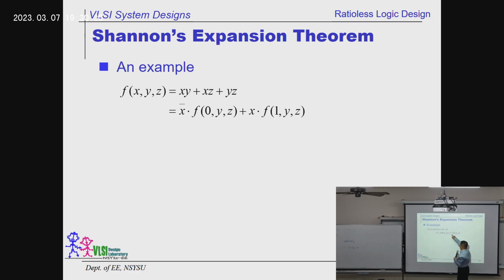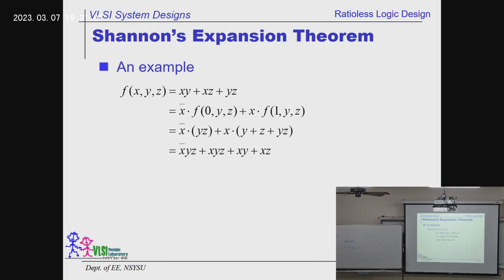And how about the next one? We substitute x with 1 over here. So we get y plus z plus yz. That's the first level decomposition. So what we get is this one. Now let's check whether this is equivalent to the original one. That's something we'd like to prove.